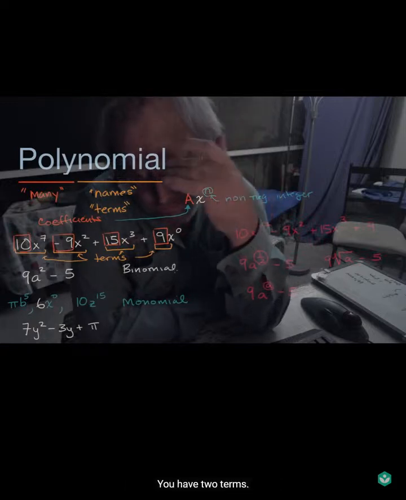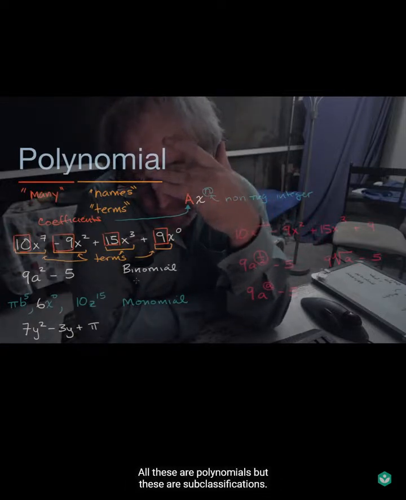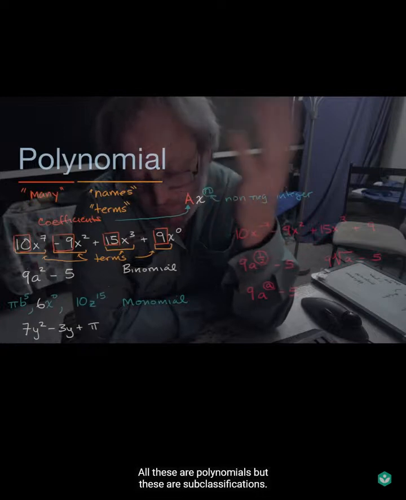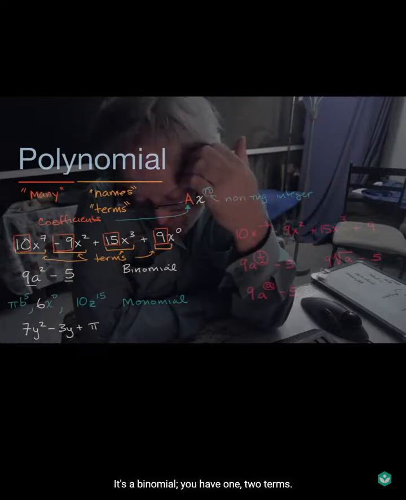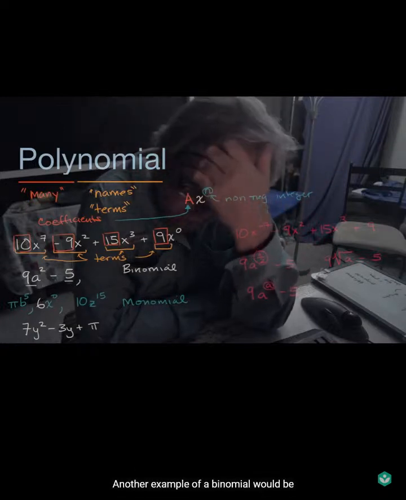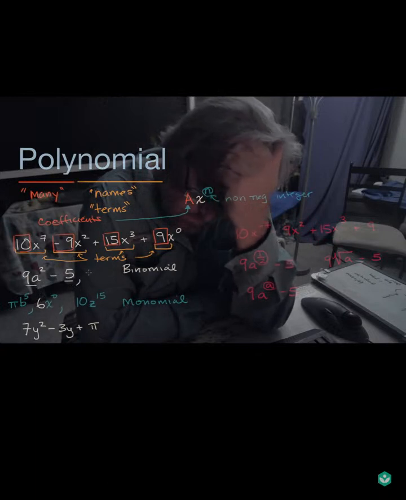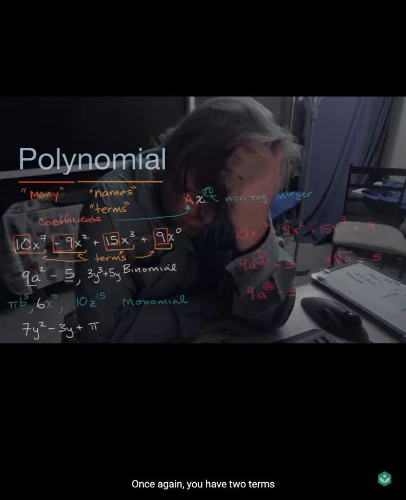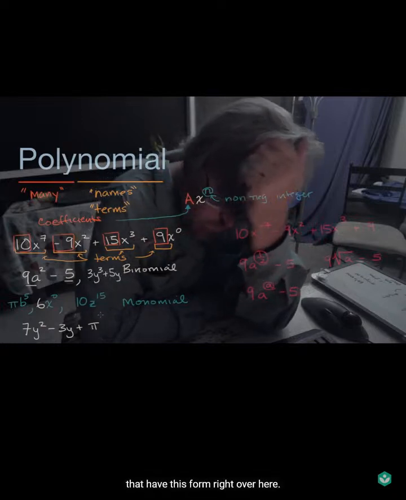Binomial. You have two terms. And all of these are polynomials, but these are subclassifications. So it's binomial, you have two terms. Another example of a binomial would be 3y to the 3rd plus 5y. Once again, you have two terms that have this form right over here.